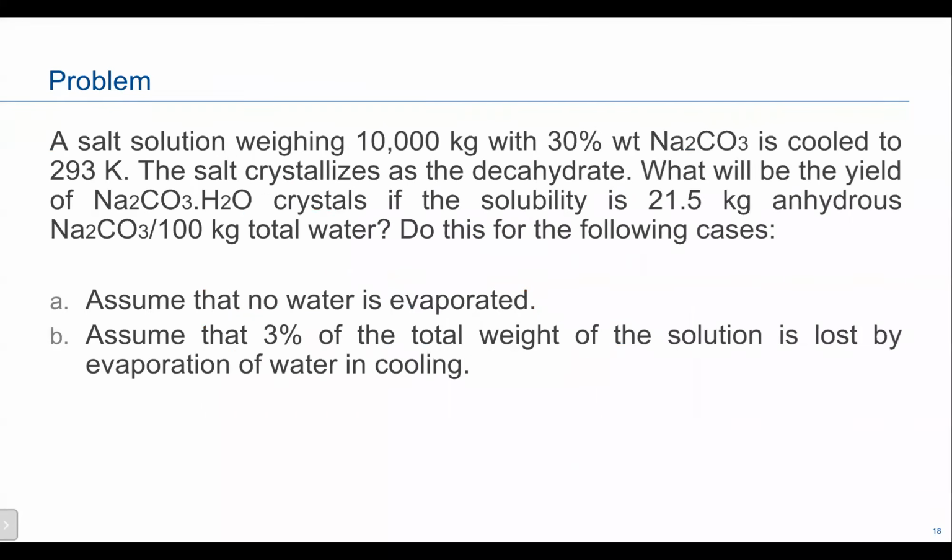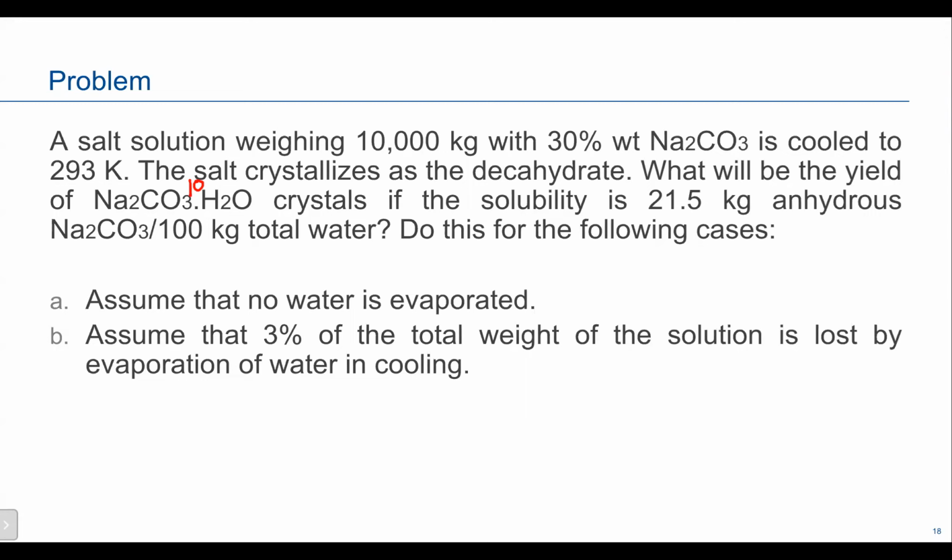So I have here an example, and let me read this to you. A salt solution weighing 10,000 kilograms with 30% sodium carbonate is cooled to 293 Kelvin. The salt crystallizes as the decahydrate. What will be the yield of Na2CO3·10H2O crystals? Actually, this should be 10H2O kasi decahydrate daw siya. So please correct that.